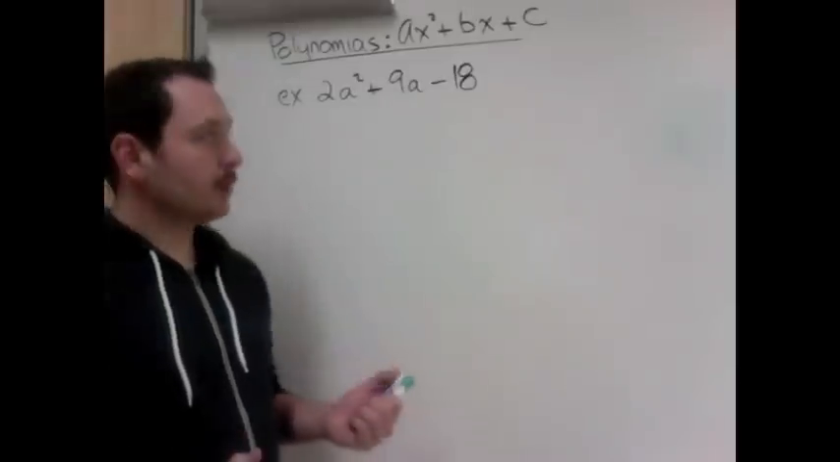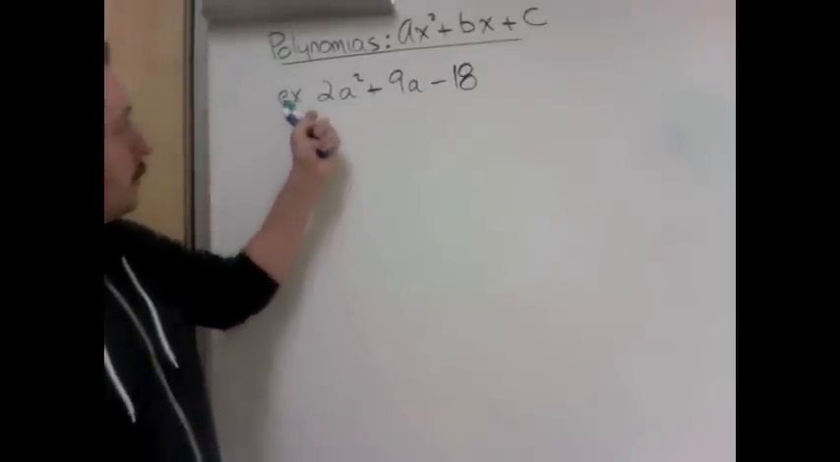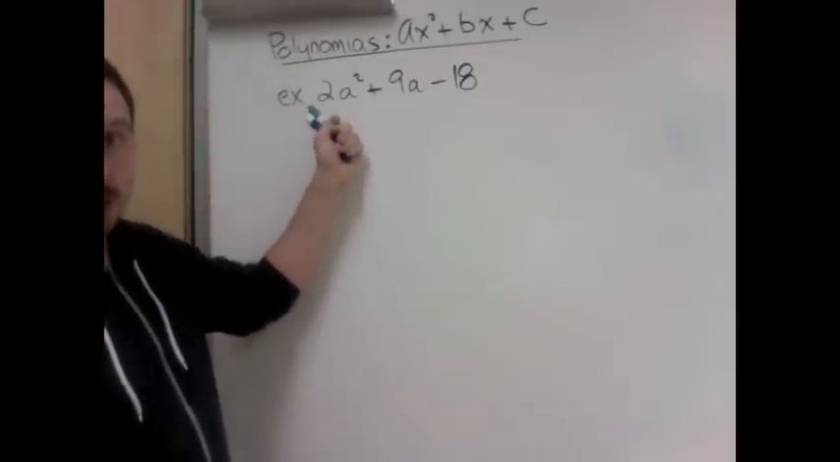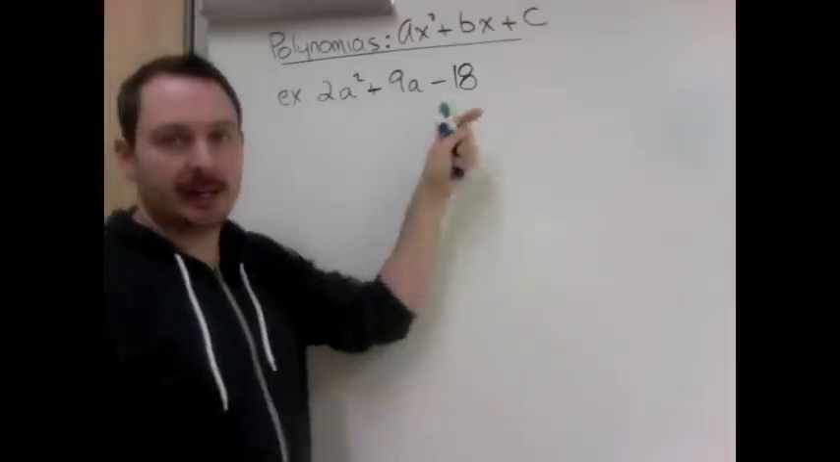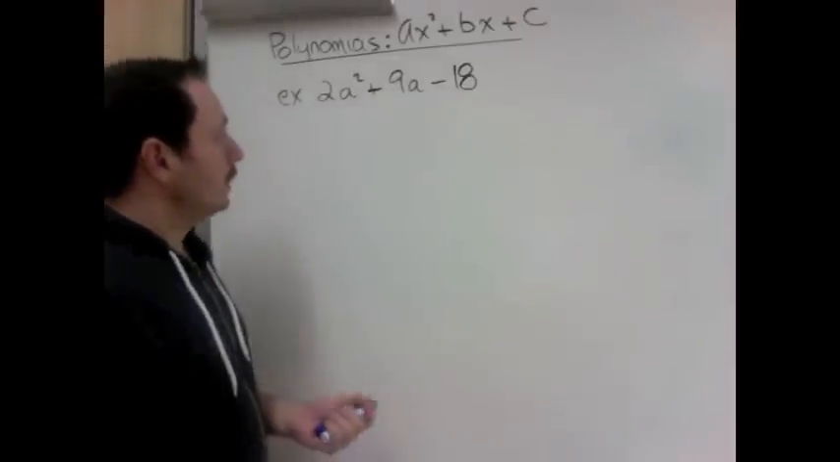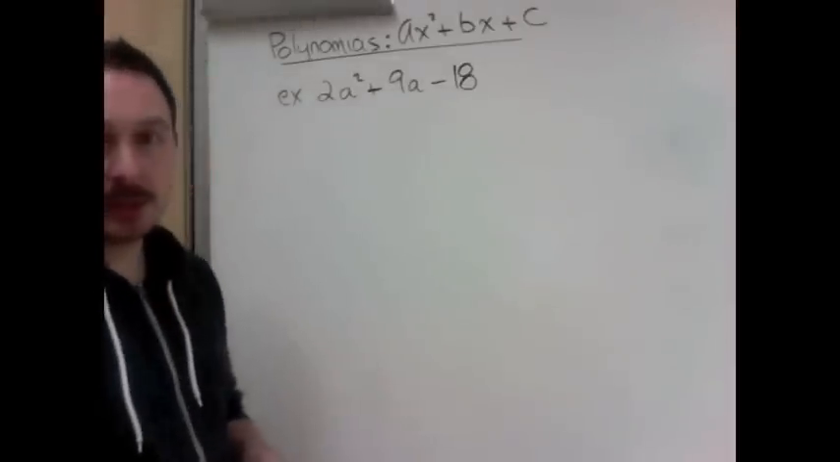So now I'm going to give you one more example of this when we're trying to factor 2a squared plus 9a minus 18. So it's a trinomial: a squared, a, and a number. So if you rewind, you can look at the steps. I'm just going to talk through them though.